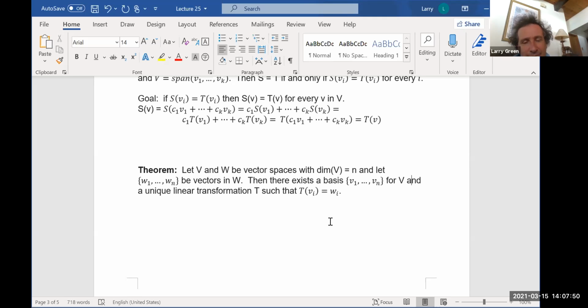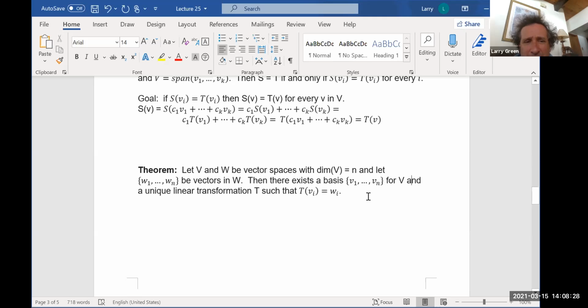But there exists a basis for V. That's the key. And once you pick that basis, then it must be unique. So first thing is grab a basis for V. That you can always do. Given any n-dimensional vector space V, there's always a basis for V. So the main thing is once you've selected the basis for V, then this transformation is unique.